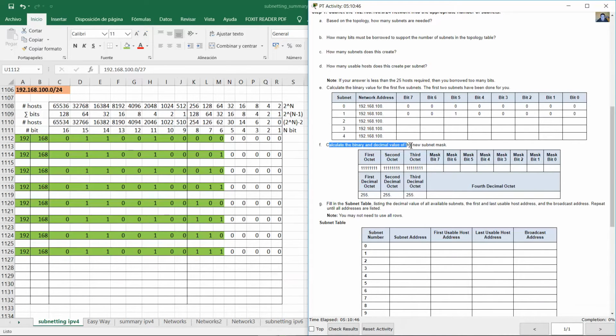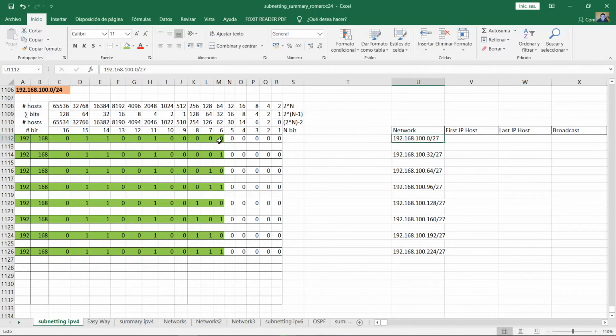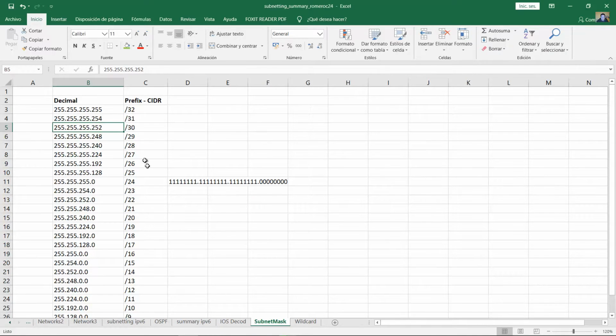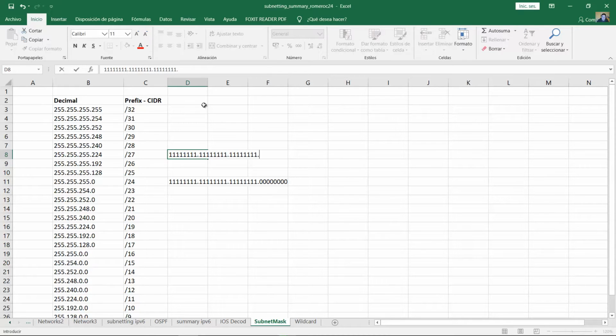Calculate the binary and decimal value of the new subnet mask. The new subnet mask is 27. Okay, go here. For 27, 224, and the binary is this: 27 ones and 5 zeros.